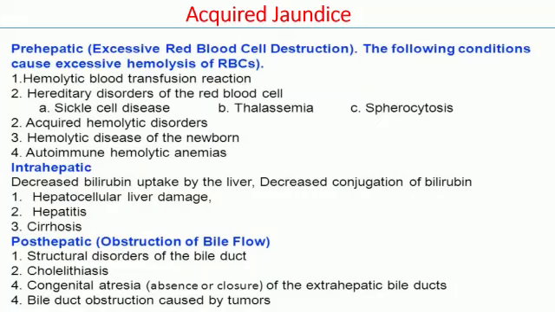Intrahepatic jaundice is because of hepatocellular liver damage, hepatitis, cirrhosis. Post-hepatic jaundice is caused by obstruction of bile flow, structural disorders of the bile duct, cholelithiasis, congenital atresia, and bile duct obstruction caused by tumors.